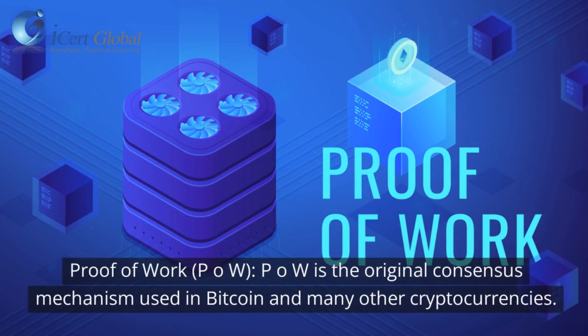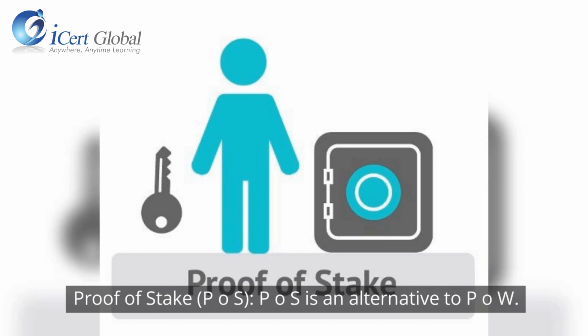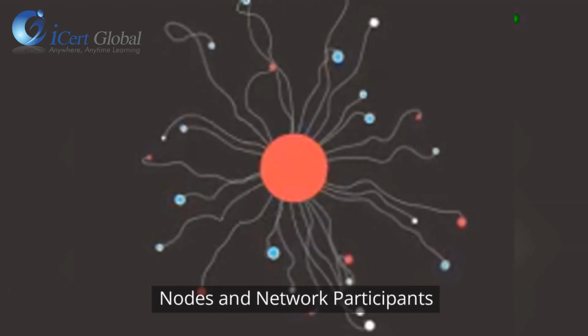Proof of work, POW. POW is the original consensus mechanism used in Bitcoin and many other cryptocurrencies. Proof of stake, POS. POS is an alternative to POW. Byzantine fault tolerance, BFT. BFT is a family of consensus algorithms that are designed to be highly fault tolerant. Nodes and network participants.